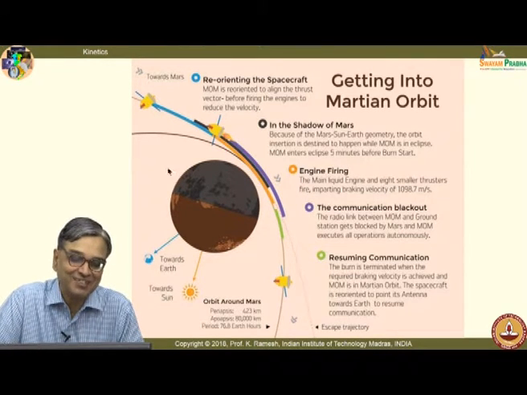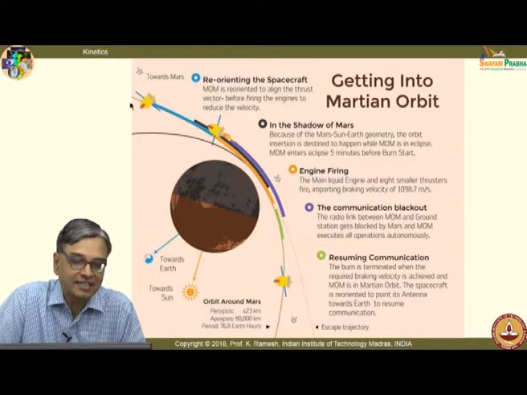Okay. So, the problem here is, see, the satellite is in an orbit like this, and if it has to go to Mars, it has to take another orbit.